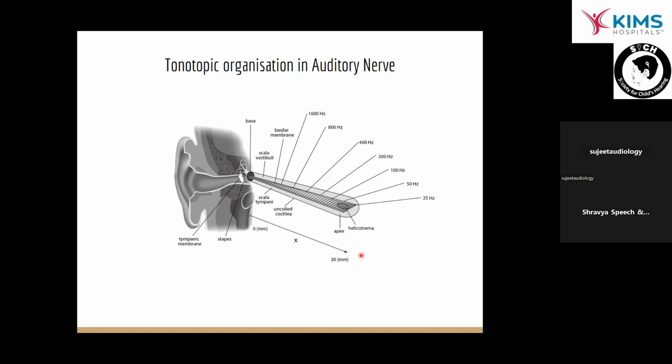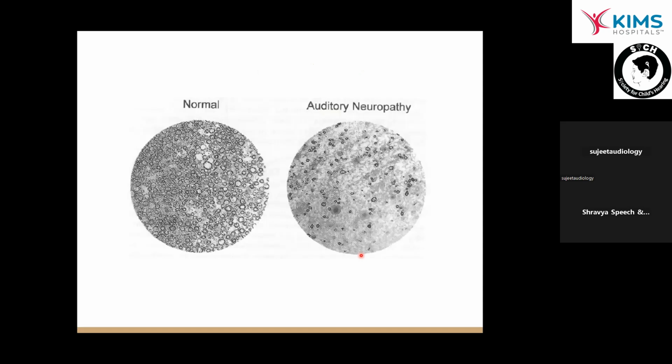So assigning the tonotopic organization in the cochlear implant is just a very crude method. You just say that electrode number 1 is for high frequency, electrode number 20 is for the low frequency. That's all, nothing else. Okay, so this is the ringmaster.